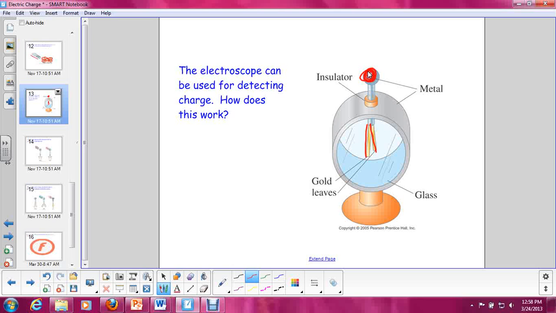Because likes repel and opposites attract. So if we have two kinds of charges on these foils, they will attract. If we have the same kind of charge on both of these foils, they will repel.